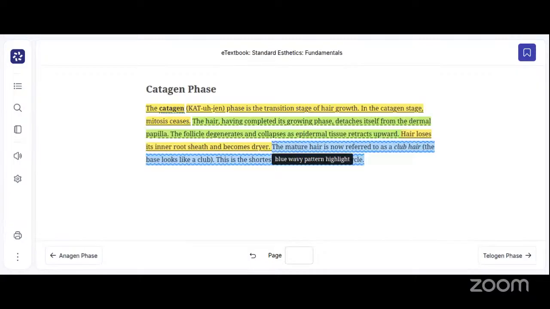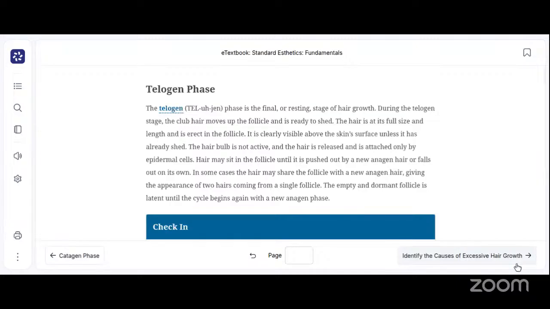In that transition, the major things are happening to the follicle. It collapses, it shrinks, it dries up. The hair loses its root sheath and dries up, and everything in that follicle is being pushed to the top in preparation for shedding. There's no more mutation, no more mitosis going on in this phase as well. Okay, bookmarking.